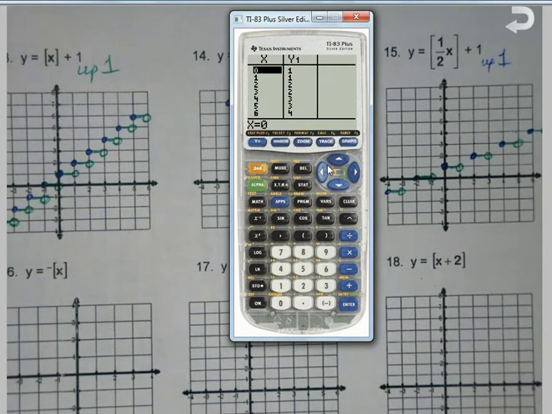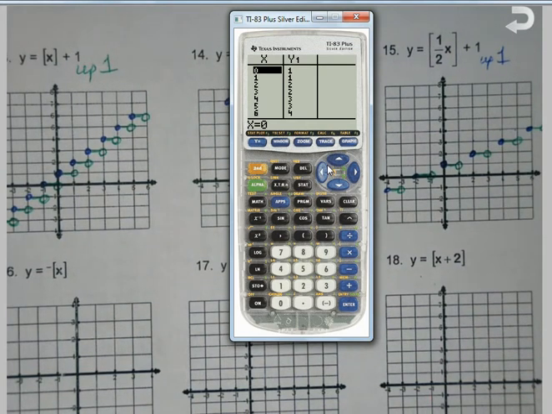But otherwise, I'm just looking to see if there's any other ones that are odd looking. Oh, I see an odd one. I'm going to jump down to 21 here, just a second.